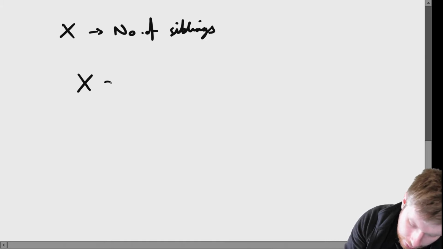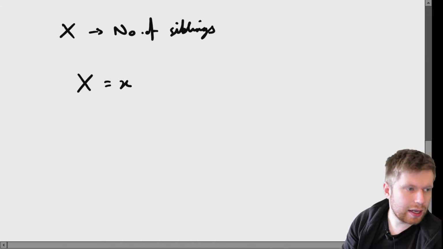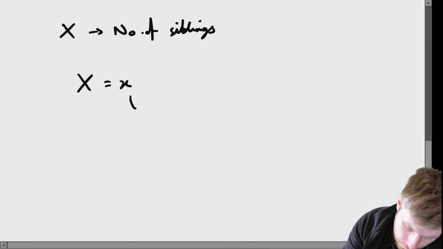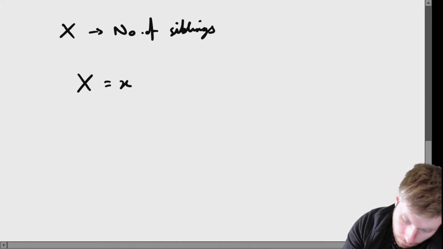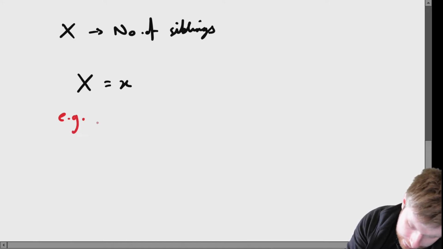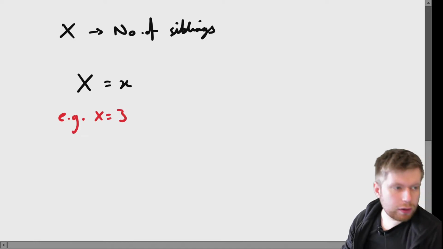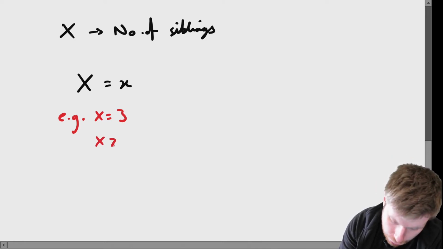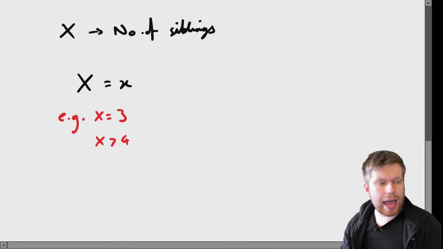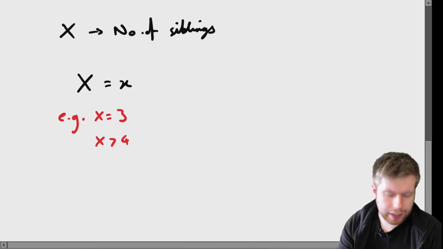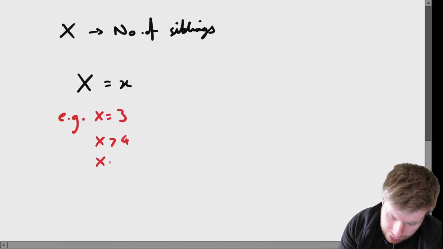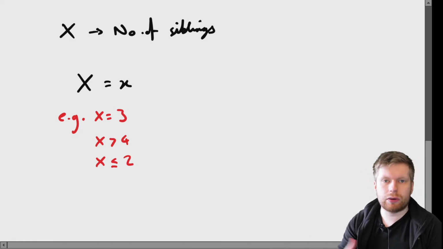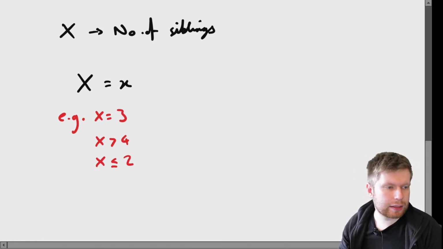So X could be equal to x. What that basically means is that the number of siblings could be equal to some specific value. For example, I could say that X equals 3. That would mean that the number of siblings would be equal to 3. Or I could ask, what about X is greater than 4? That would mean that X has got to be more than 4 siblings. Or I could ask that X has got to be less than or equal to 2. That's got to be less than or equal to 2 siblings. So 0 siblings, 1 sibling, or 2 siblings, right?